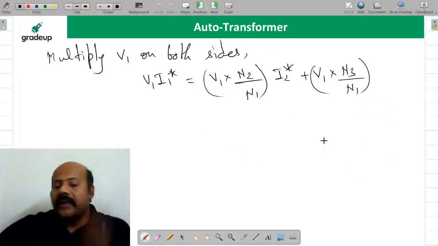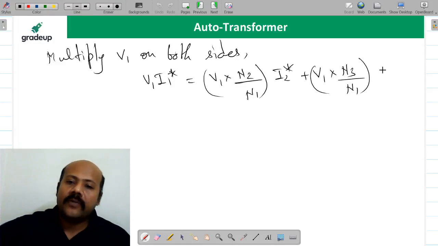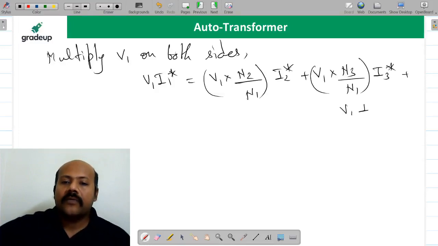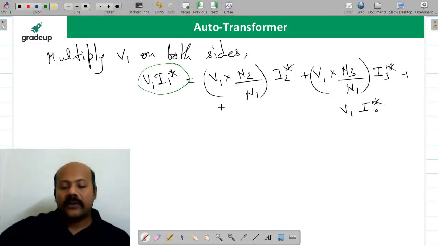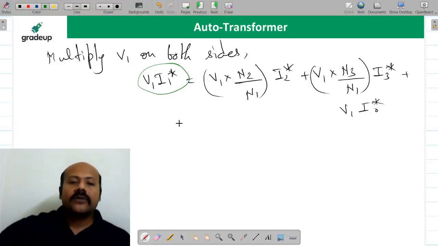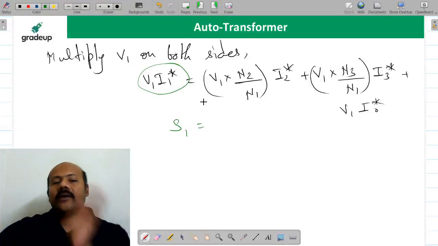Now, why I am taking the complex conjugate, you will understand in time. Please wait for the moment. Plus, this is going to be V1 I0 complex conjugate. Now, what is this V1 I1 complex conjugate? You remember, this is going to be the power at the primary side. How do we define the power in polar form? Voltage multiplied by current complex conjugate.